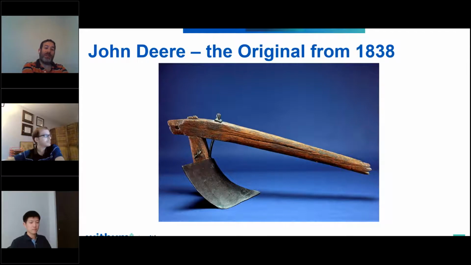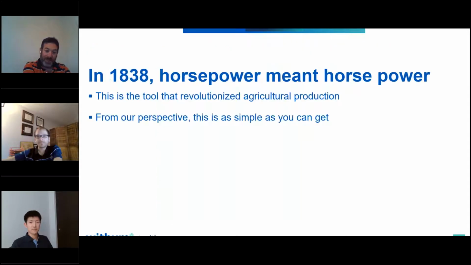Okay, so this is the original John Deere from 1838, and just for reference, this is on display at the Smithsonian for anyone who comes down to the mall in DC. You can see this. This is one of the first John Deeres that were ever created, and this comes from an era when horsepower meant horsepower. It's clearly just a basic mechanical transaction, but this is a tool that revolutionized agriculture forevermore. Okay, so let's move on.